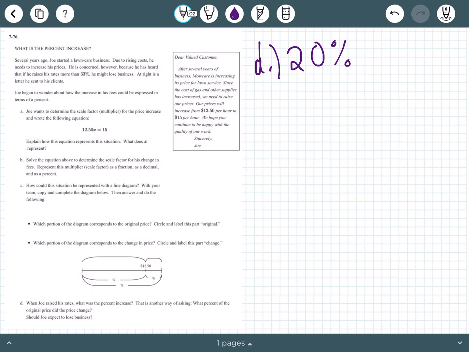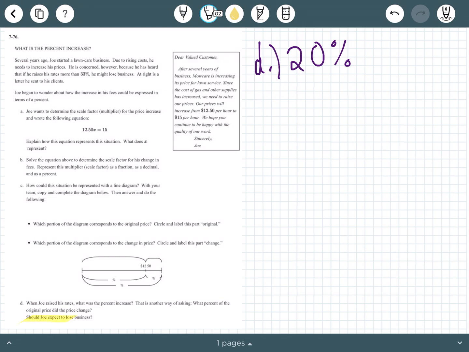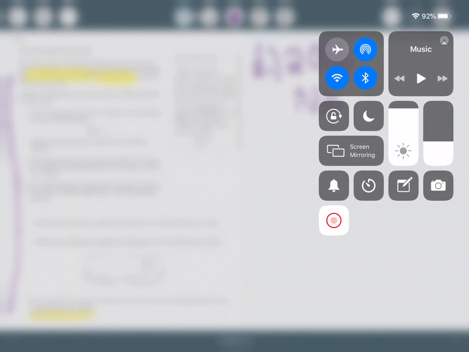And then we need to also answer the question, should Joe expect to lose business? If we're not sure and this question doesn't give us any information about it, that means we need to go back to the very beginning. Recall that it said he was concerned because he heard that if he raises his rates more than 33%, he might lose business. Well, 20% is not more than 33%, so no, he does not need to worry about losing business. And that is all for 76.